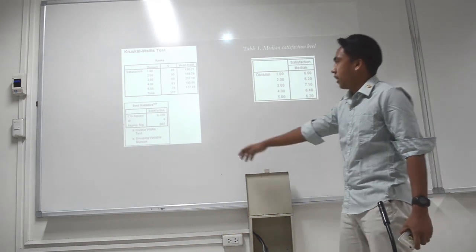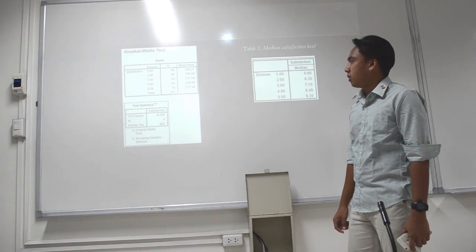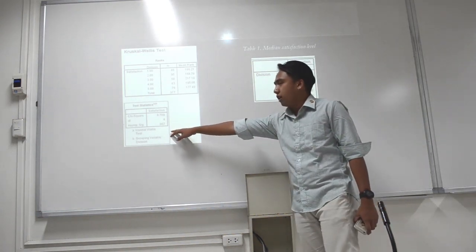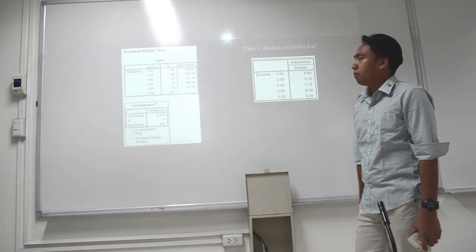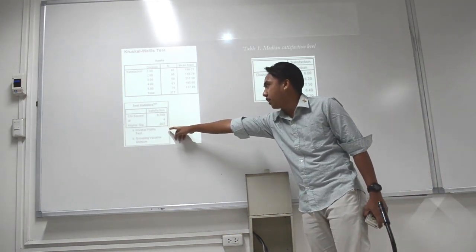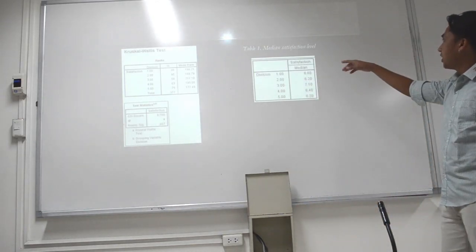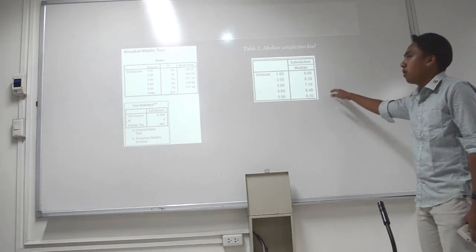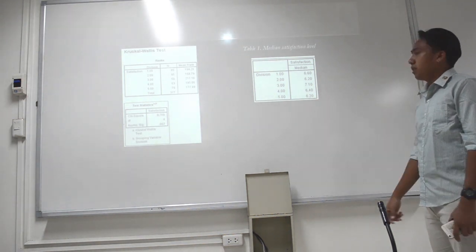And dito yung makikita yung bakit fail to reject yung hypothesis namin, because the asymptotic significance value is greater than 0.05. Ito yung asymptotic significance value is 0.67. And ito yung median satisfaction level na table na kinuha namin sa SPSS, yung each division na median.